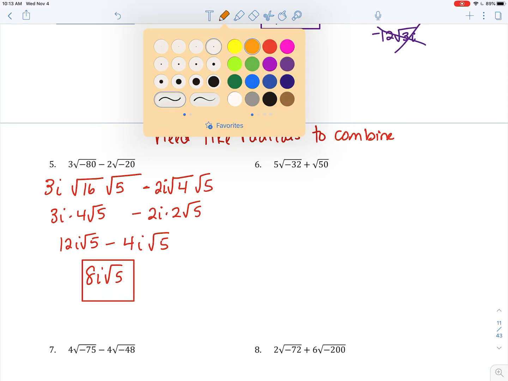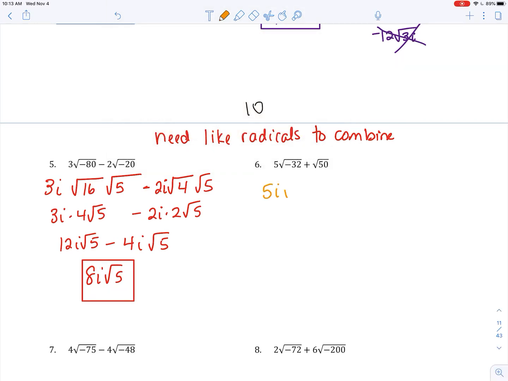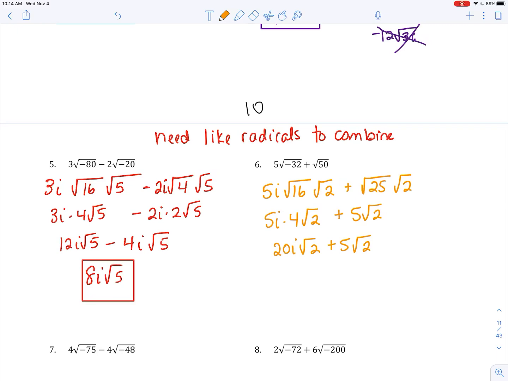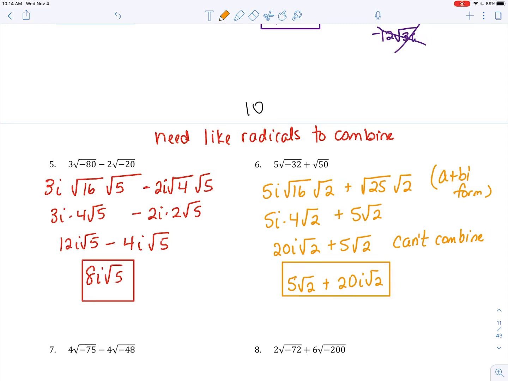Okay, I'm only going to do one more, which is number 6. So it's going to be 5i, 16 and 2. And the 50 is not imaginary, it's just 25 and 2. So this becomes 5i times 4 root 2, which is 20i root 2. And that's 5 radical 2. Even though these both end in radical 2, you cannot combine them because one's real and one's imaginary. But you do have to do a plus bi form, which means you got to put the real one first. So your final answer would be 5 radical 2, which is real, plus 20i root 2, which is imaginary. That's a plus bi form.